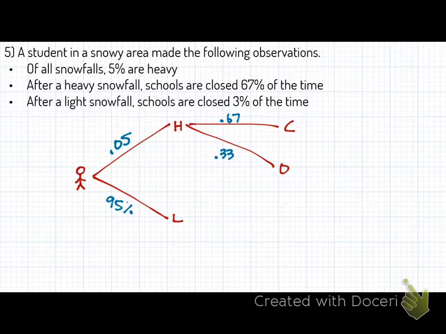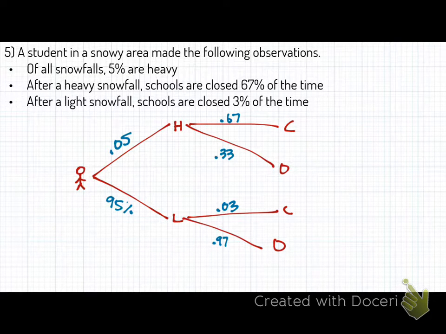Y'all see that? Okay, good. Now let's just go back to, let's say it was a light snow. What could happen at school after a light snow? It could close or stay open, right? You see that? The probability of it closing is 3%, so the probability of it staying open is 97%. Y'all see that? So there's multiple paths that can happen to your life, and there's probabilities.